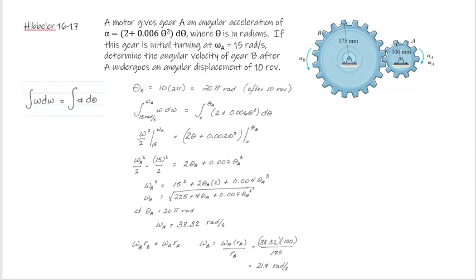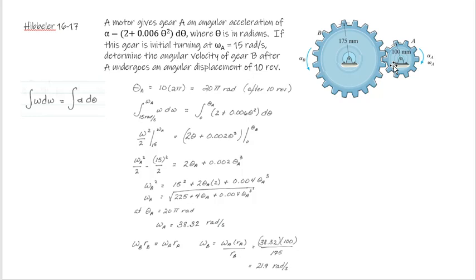So let's do another one, except this time we've got a gear problem. We're going to use the same kind of analysis that we just did. We've got a motor that gives gear A the angular acceleration, where theta is in radians. We know our initial angular velocity, and we want to determine the angular velocity of gear B, and this is my gear B, after A undergoes 10 revolutions.